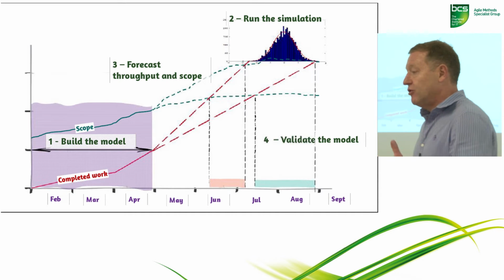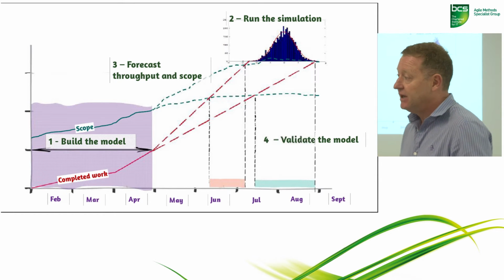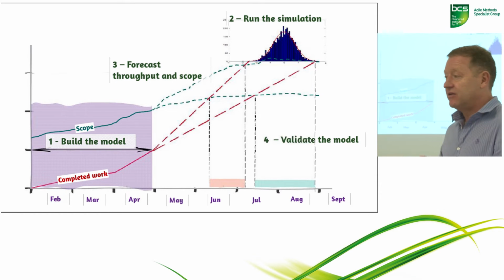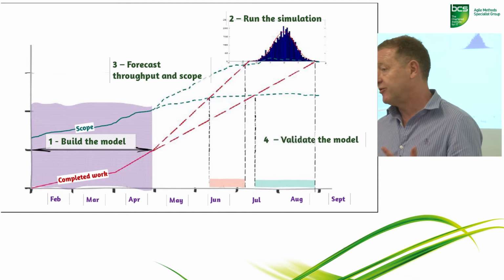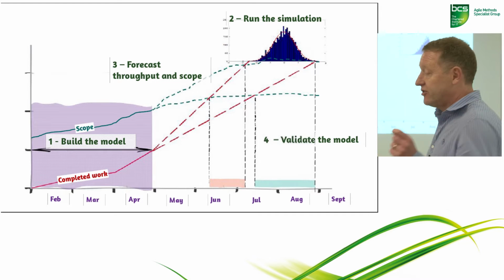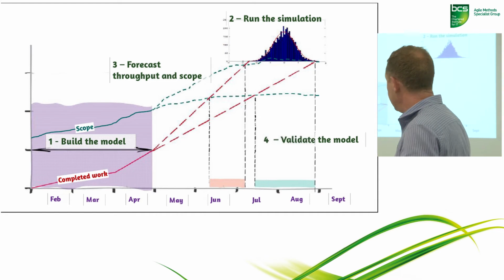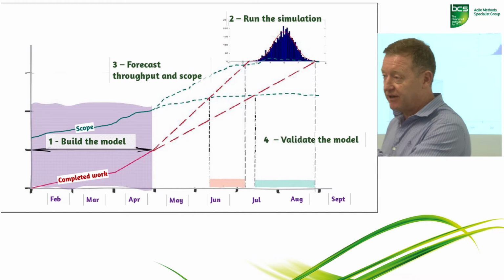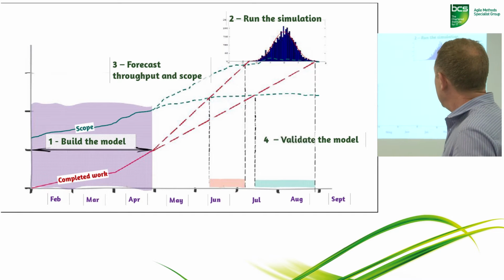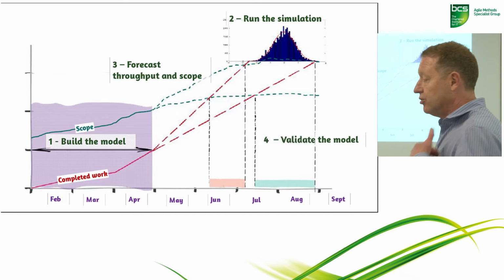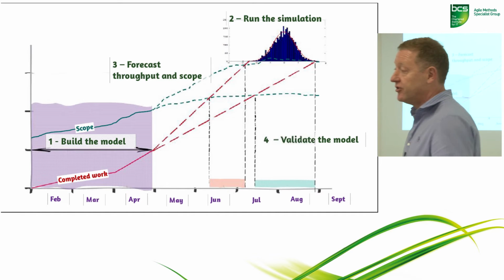And then we take the remainder of the backlog and we run it through the model 1,000 times. Every time we run it, we randomize elements of the board's behavior, the card's behavior, and so on. And each time we run it, it ends up in a different date. And if you map all those 1,000 end dates, they come up in a sort of normal distribution, as you'd probably expect. And then we use that to draw the throughput and the forecast of the scope.